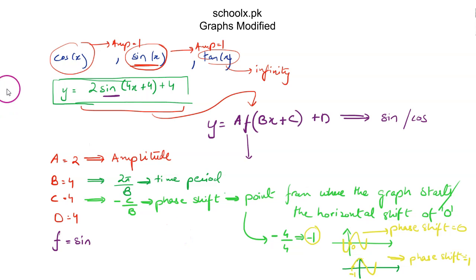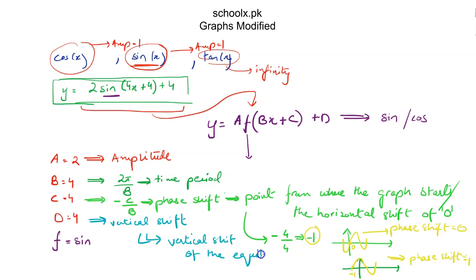Alright. Now moving on to d. The d part, d equals 4. D signifies the vertical shift of the graph. Now what is vertical shift? This is simply the vertical shift of the equilibrium position. Now d in this case is 4.